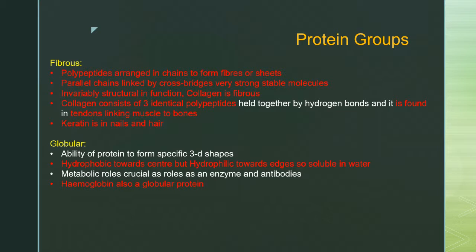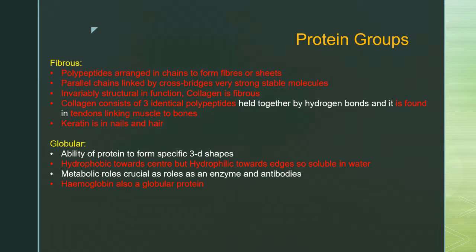Fibrous protein groups are polypeptides arranged in chains to form fibers or sheets, with parallel chains linked by cross bridges, forming a very strong, stable molecule. These fibrous proteins are invariably structural in function. Collagen is an example, as collagen consists of three identical polypeptides held by hydrogen bonds, and it's found in tendons linking muscle to bones. Keratin is also an example of a fibrous protein, found in nails and hair.